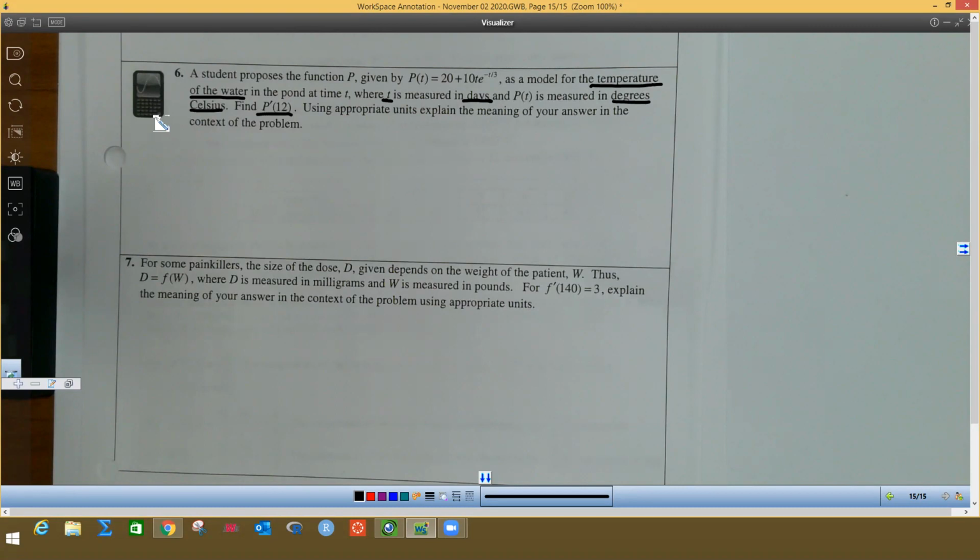Now this is a calculator problem, so all you have to do to show that you used P prime of 12 is write that. You could also show that you're doing d of P of t all over dt if you want to write that. That means the same thing, except we would probably want to put a 12 right there. You could also write the function in there.